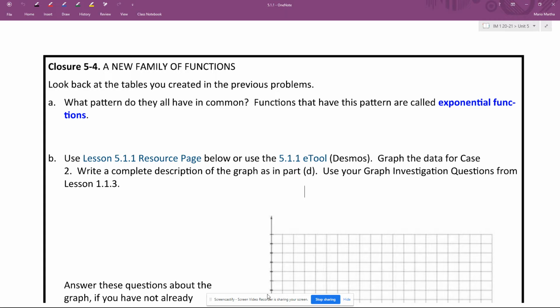So last time we wrapped up a new family of functions. Look back at the tables you created in the previous problems. What pattern do they all have in common? Functions that have this pattern are called exponential functions.